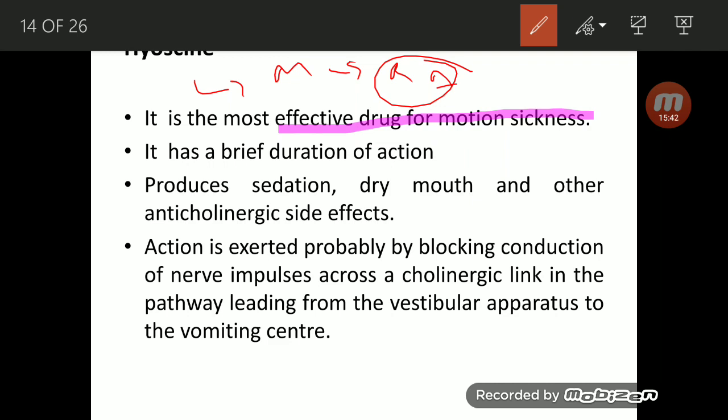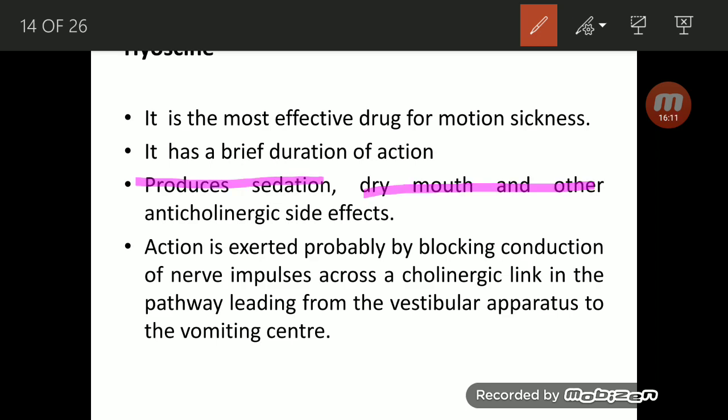for motion sickness, but it has a very short duration of action. Again I'm telling you, it is a muscarinic receptor antagonist. It is your most effective drug for motion sickness, and it produces a brief duration of action. Since it is an anticholinergic, the side effects are similar, which you already know. It produces sedation, dry mouth, and other anticholinergic effects. All the side effects that you see in anticholinergics, you see here as well.